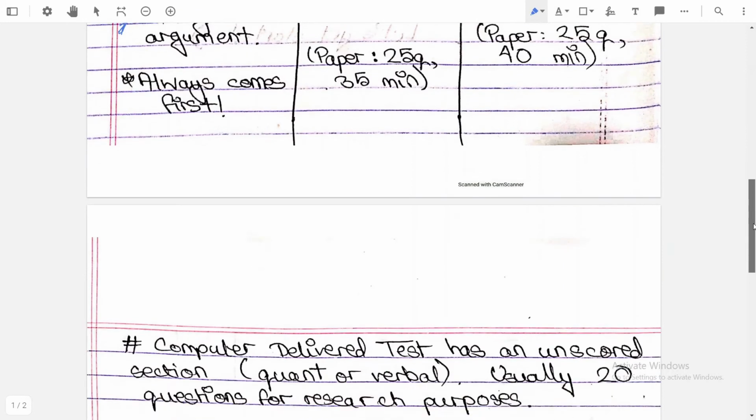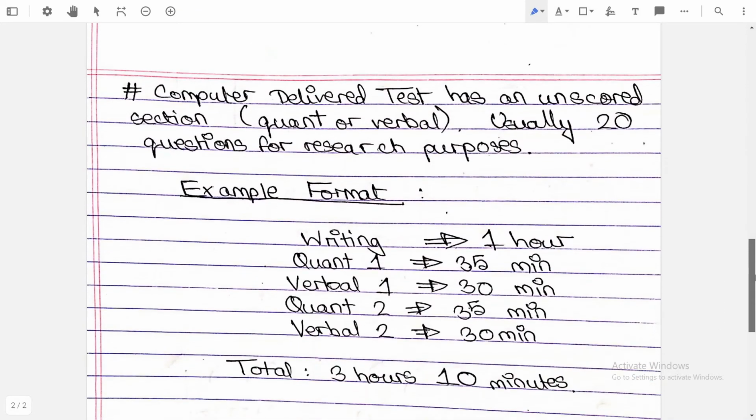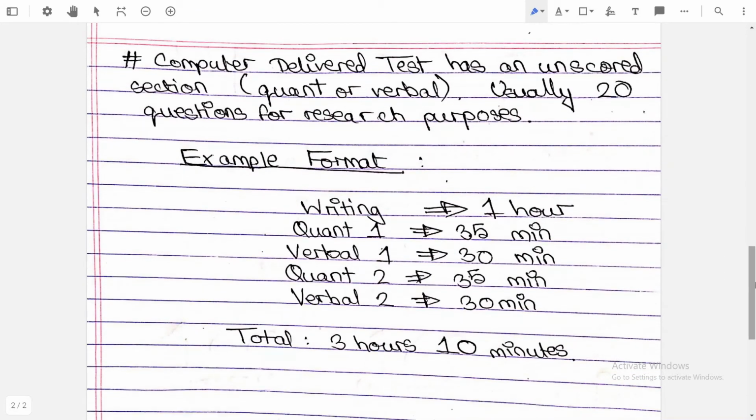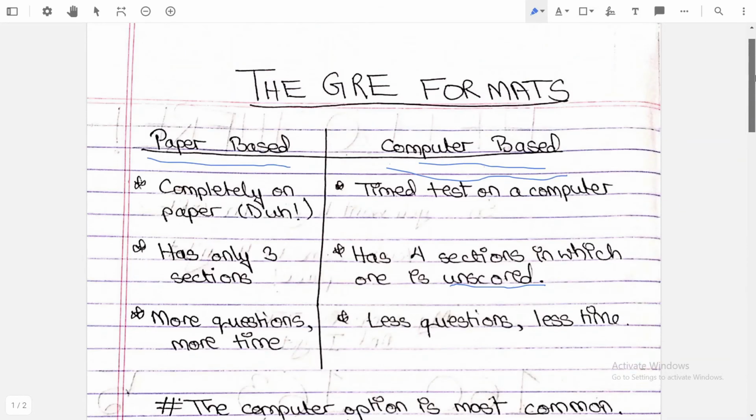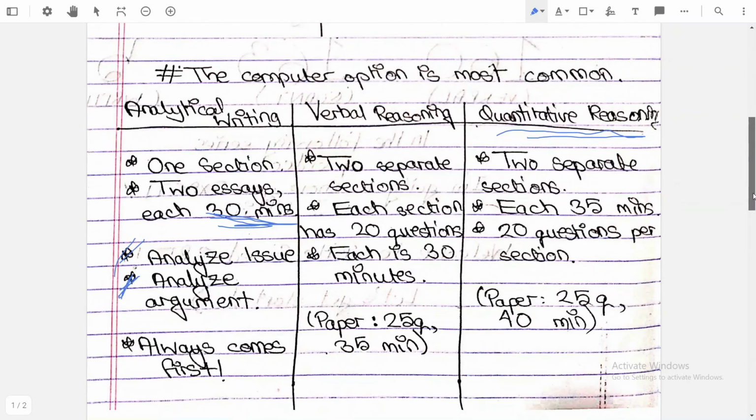So I mentioned before that the computer delivered test has an unscored section. So that basically is a section in which you will not get any marks. It's because the ETS who make the question paper, they want to just gather data, so you don't need to worry about that section at all. So in the 4 sections of the computer-based exam, 3 will be counted and 1 will not be counted, okay? And that is basically your unscored section.